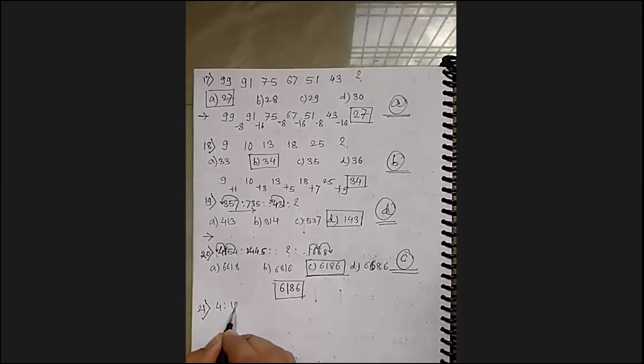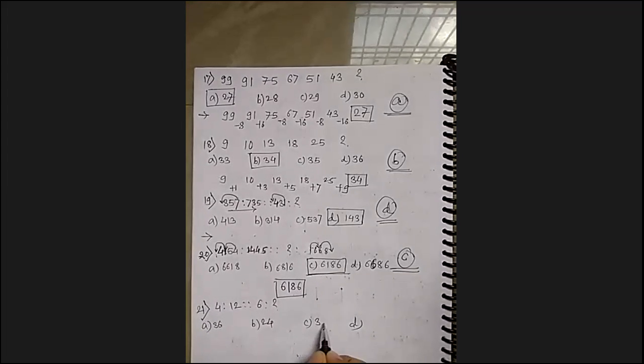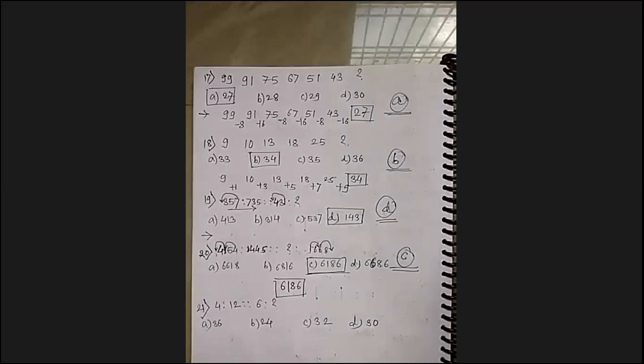And the last one of today's session, very simple. 4 has a relationship with 12. So 6 is what? Option A, B, C, D. Whatever options you have thought in your mind, I don't have in the options list. So your options come as 36, 24, 32, and 30. So the answer of 18 is not an option.